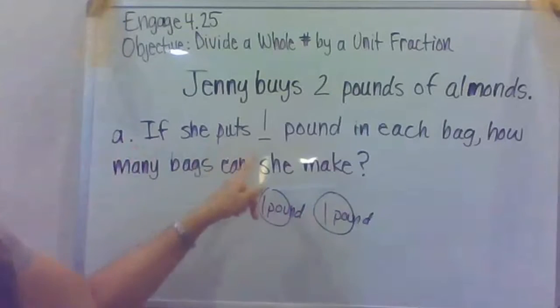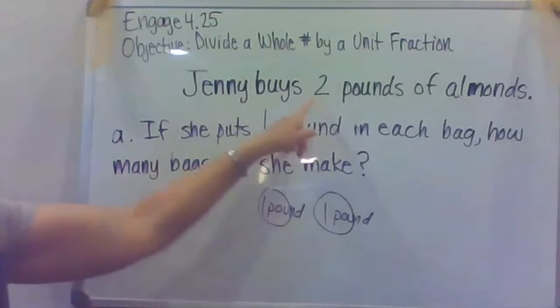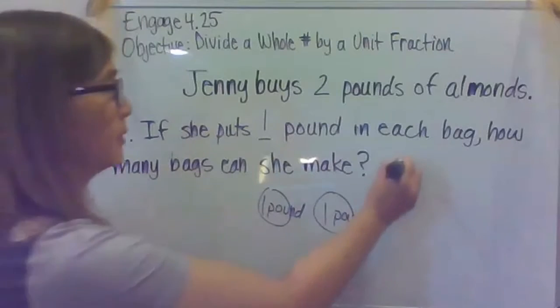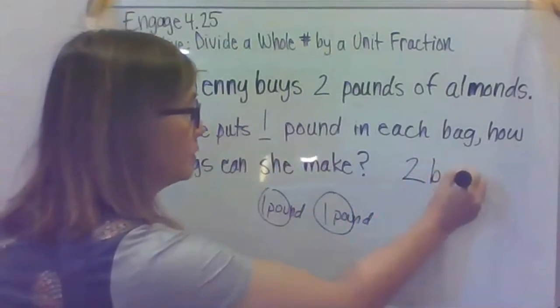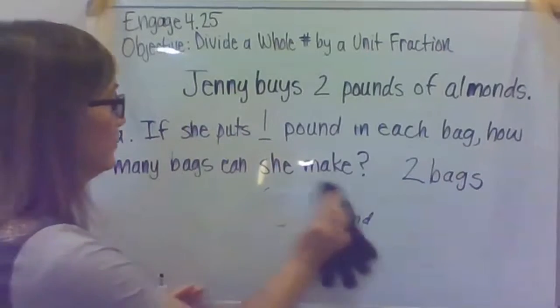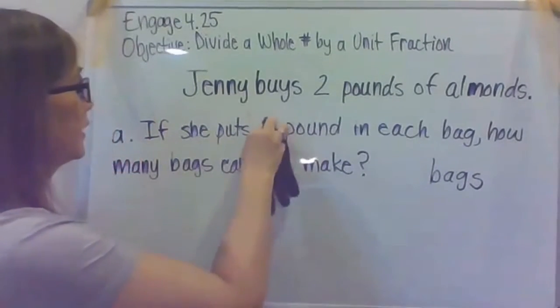It says if she puts 1 pound in each bag, how many bags can she make? Here's 1 pound, here's 1 pound. That equals her 2 pounds. How many bags can she make? Hopefully you can see that she can make 2 bags, right? So that's the first thing. She can make 2 bags. Now let's try it this way.